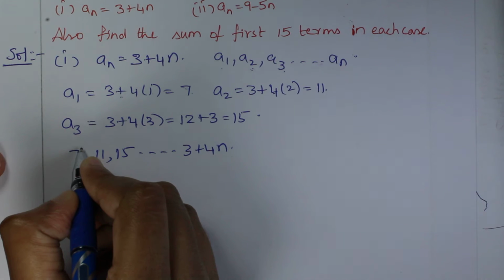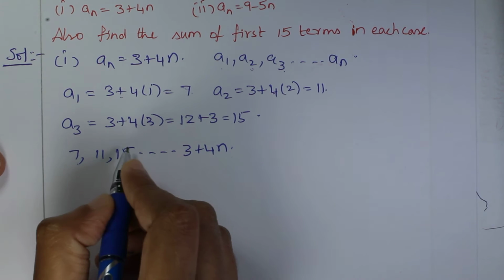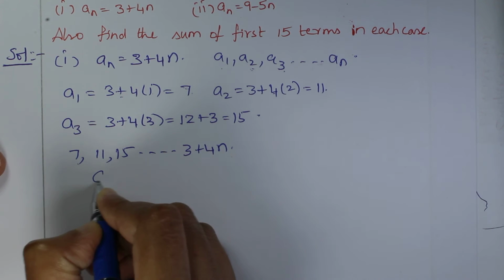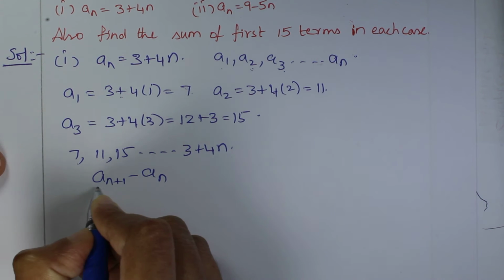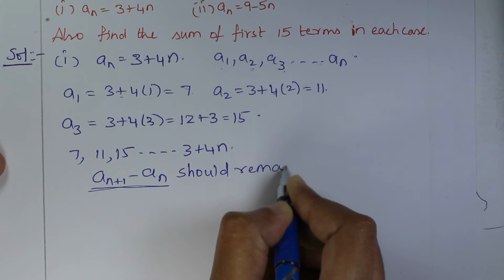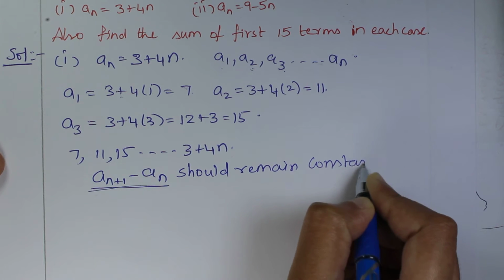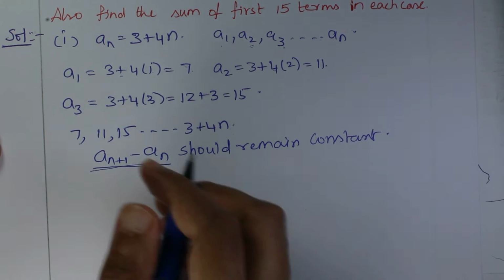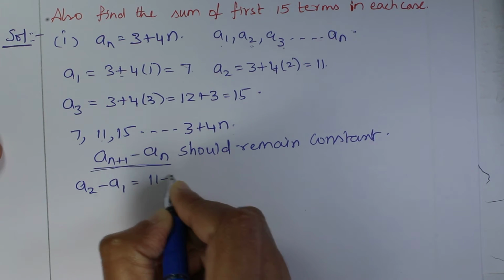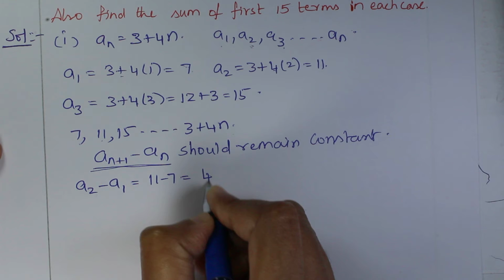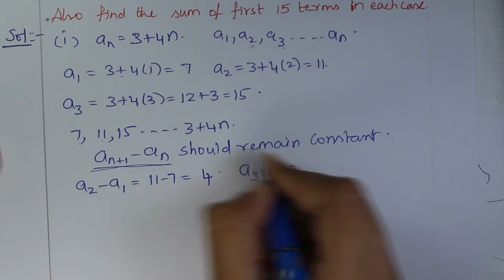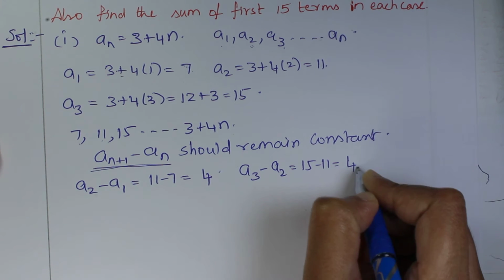Now let's check that the difference between two consecutive terms is constant. That is, an plus 1 minus an should remain constant. First let's find a2 minus a1, which is 11 minus 7, that is 4. Now a3 minus a2 is 15 minus 11, that is 4.